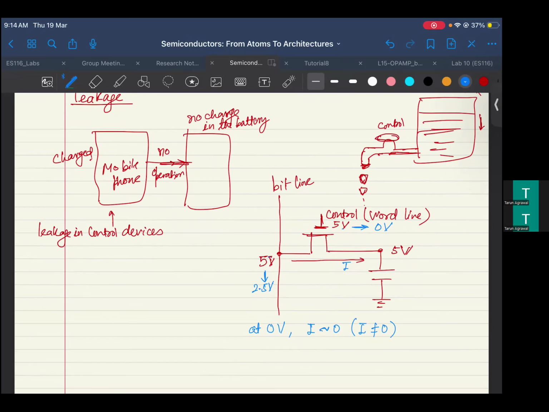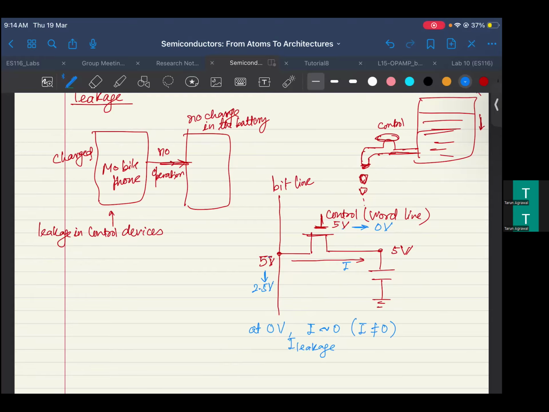This region, you may have heard somewhere in transistors, is called the subthreshold region, below the threshold voltage, which we also talked about for the transistor. This current is flowing, which is what we term as the leakage, right? This is my I leakage.